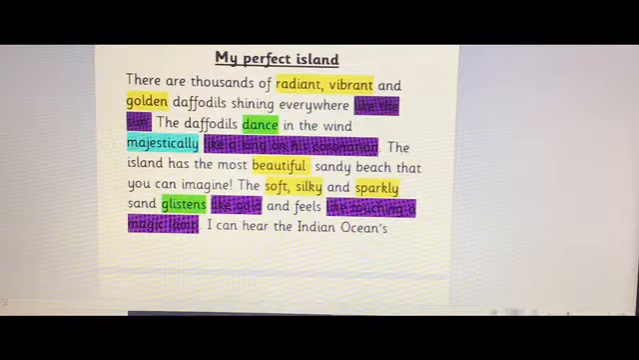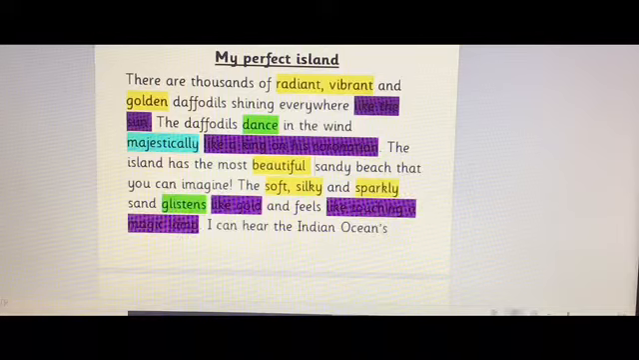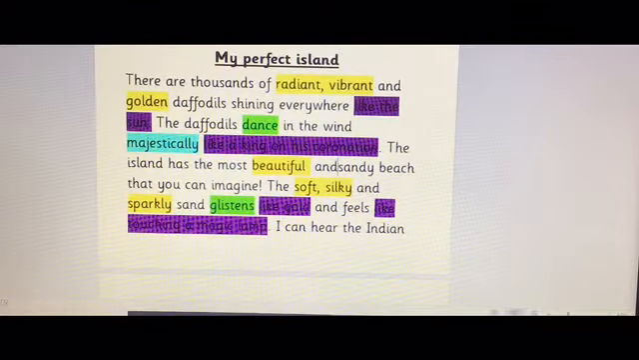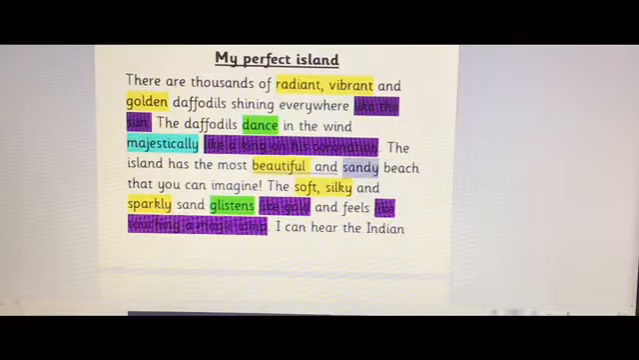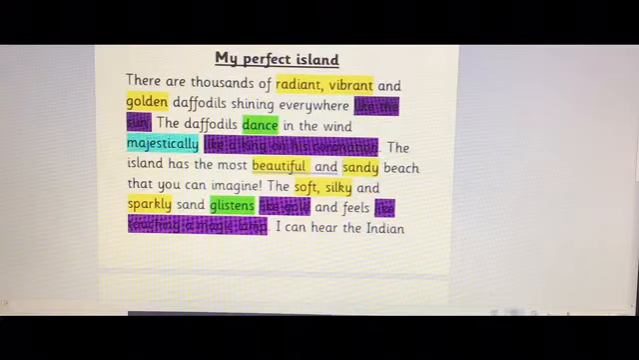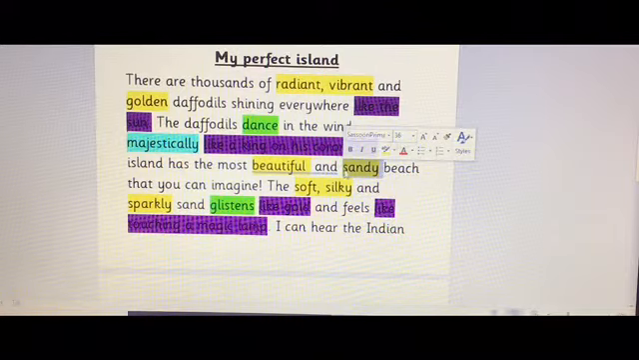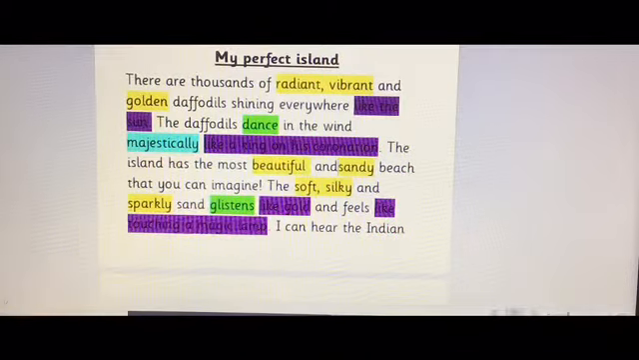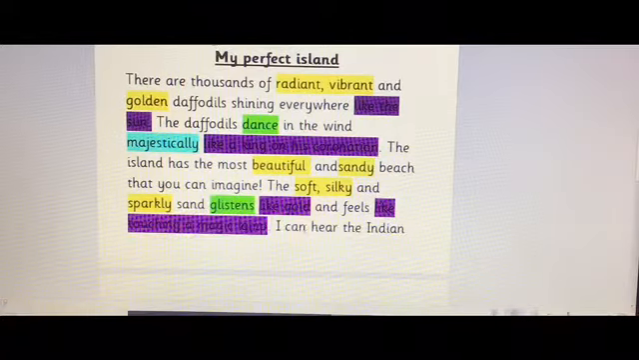Next sentence, the island has the most beautiful sandy beach. Oh, I've noticed a mistake there. Why didn't you tell me? I need here to put, not only this to put is and in here, but also to make this as an adjective. I bet you did notice really, didn't you? But you're probably shouting at your screens at me and I couldn't hear you, so I'm sorry about that. Okay, so there we go, beautiful and sandy beach that you can imagine.